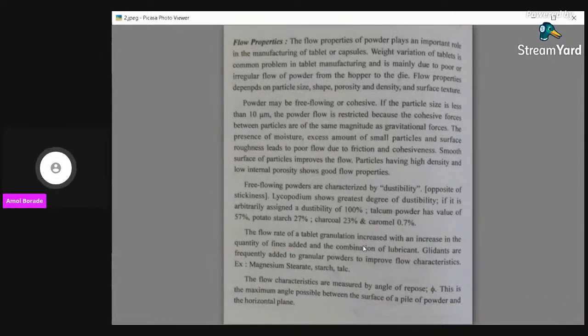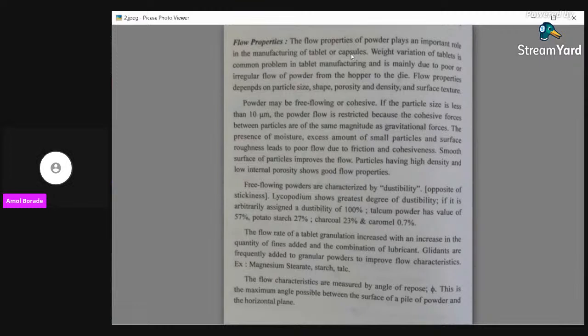Now the question will come to your mind: what is the purpose of all these things? As I already mentioned, we need to consider the optimum flow properties, the desirable properties, because, as you can see over here, flow properties of powder play an important role in the manufacturing of tablets and capsules.